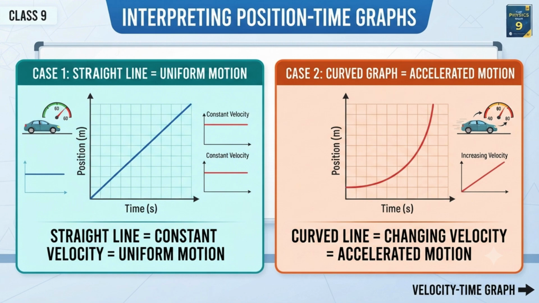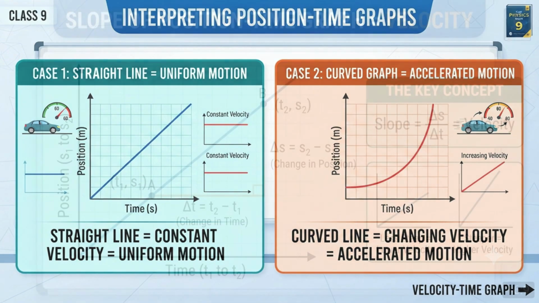So, remember this second trick. Curved graph equals changing velocity equals accelerated motion. That's why, just by looking at the shape of a position time graph, we can quickly identify whether an object is moving with constant velocity or accelerated motion. In short, straight line means constant velocity, that is uniform motion. Curved line means changing velocity, that is accelerated motion. Isn't that amazing? A single graph can tell us so much about an object's motion.